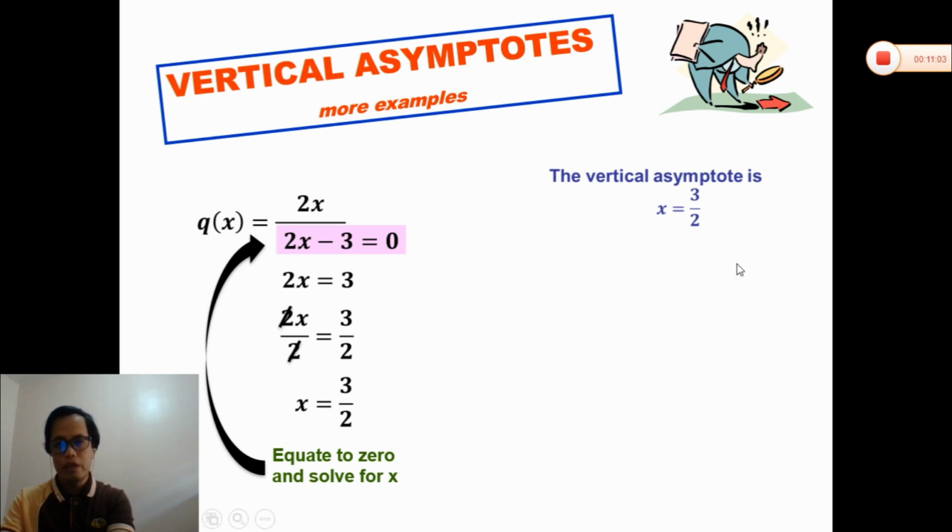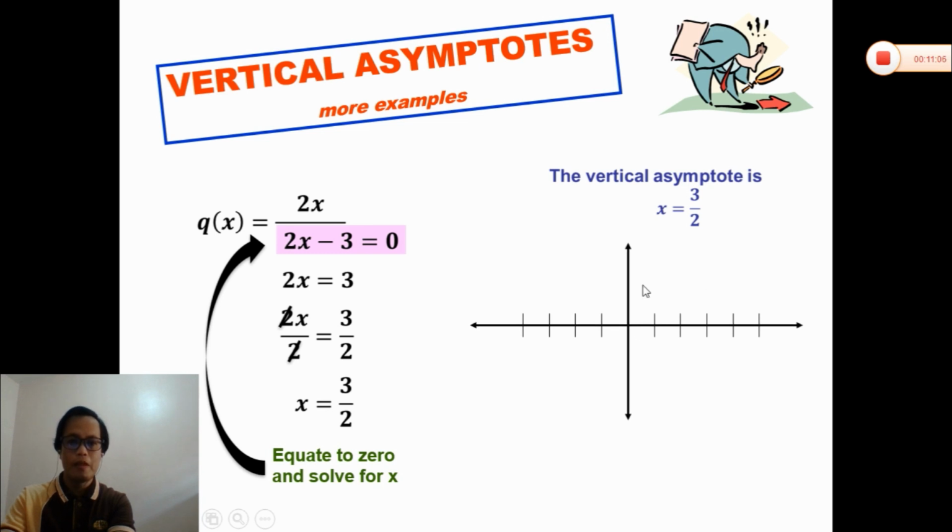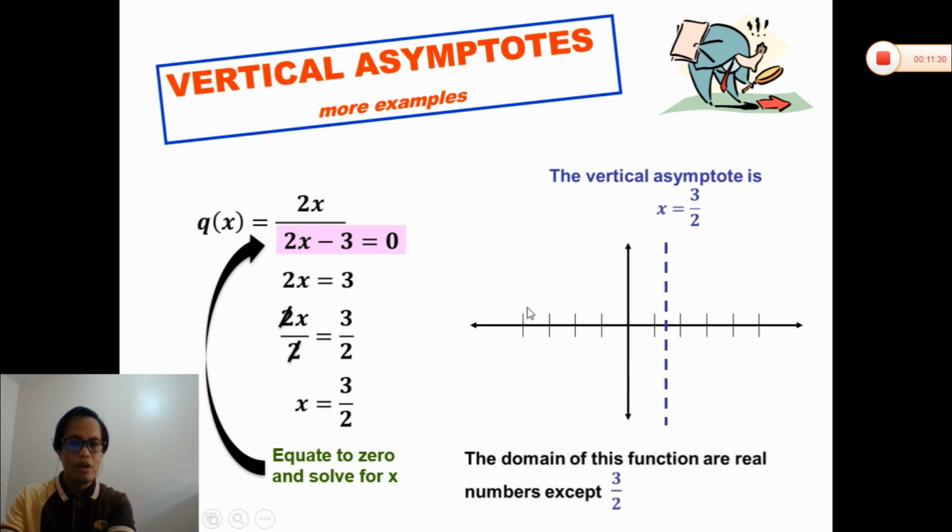So if we are going to illustrate this one on the number line, this is positive 3 over 2. So we have here positive 1, positive 2, positive 3. And since 3 over 2 is 1 and 1/2, the line is in between positive 1 and positive 2. So this is your line for x equals 1 and 1/2, or 3 over 2. So this is how to find the vertical asymptote. By the way, the domain of this function is all real numbers except 3 over 2.